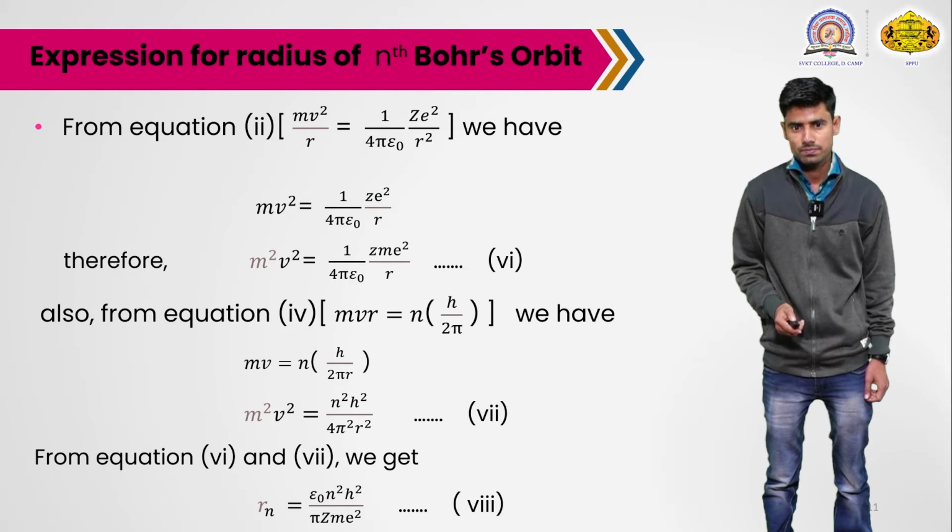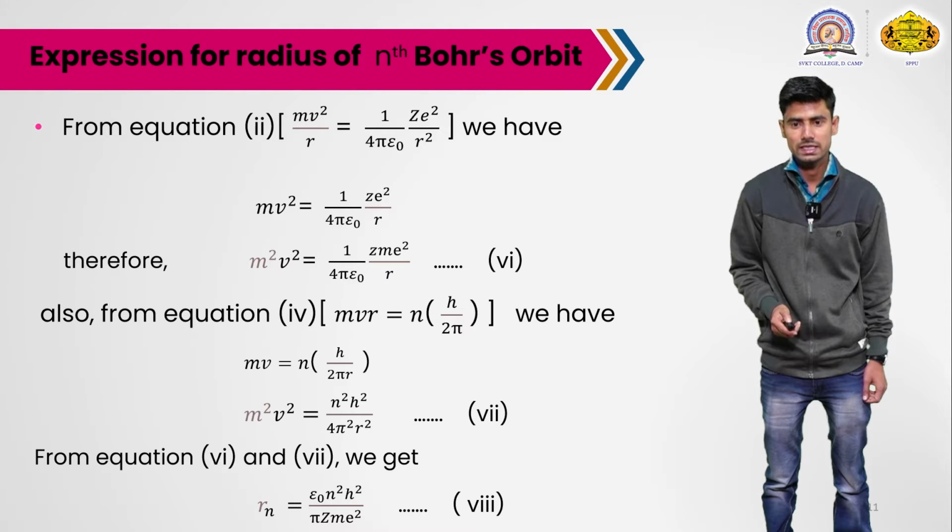Now let's find the formula for the radius of the nth Bohr orbit. From equation 2, which I have written here, m v square upon r equals 1 by 4 pi epsilon naught Z e square by r square. This equation we have written from the first postulate of Bohr's theory. So from equation 2, I can write m v square equals 1 by 4 pi epsilon naught Z e square by r, and so I will get m square v square equals 1 by 4 pi epsilon naught Z m e square by r as equation 6.